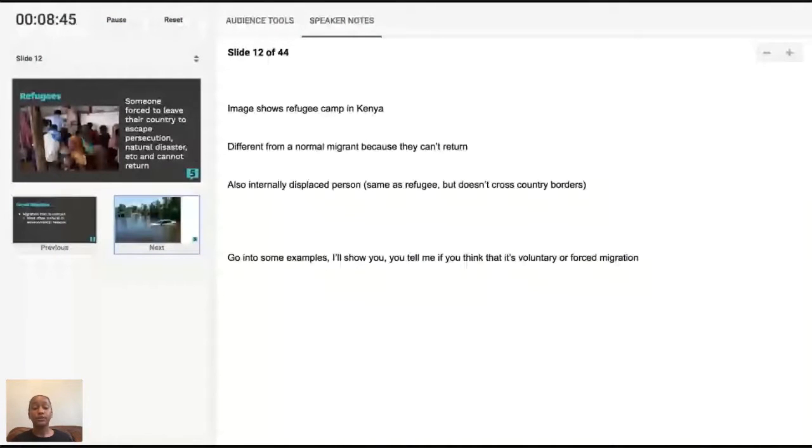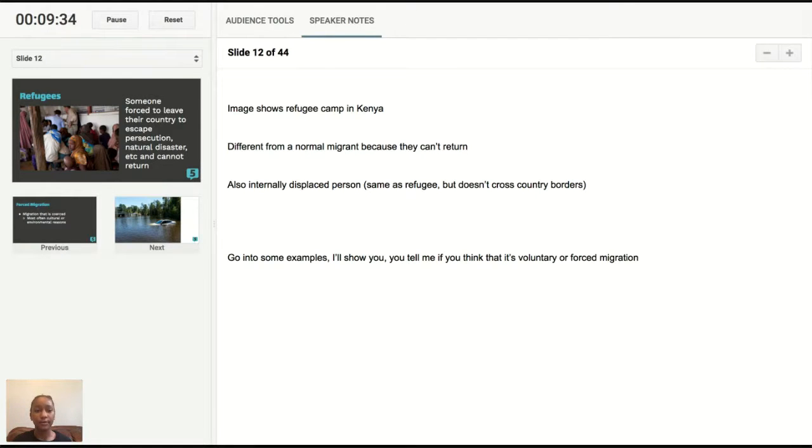Refugees are different from normal migrants because they can't return to their countries. They are being forced by usually a political reason, or sometimes environmental. If there's a natural disaster, then they move countries. That would be considered a refugee, where they have no way to return to their country of origin. And then an internally displaced person, or IDP, is the same as a refugee, but they don't cross country borders. So those are very similar. Just one moves internationally, and one stays within the country and just moves.